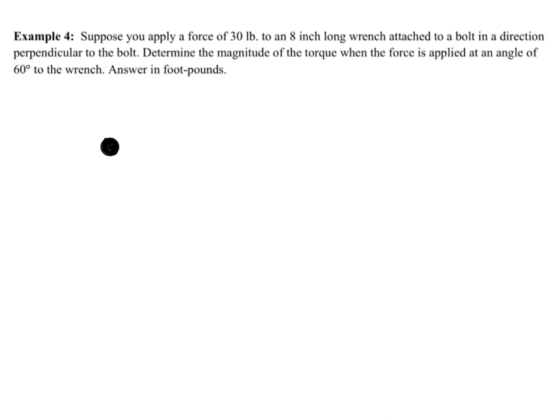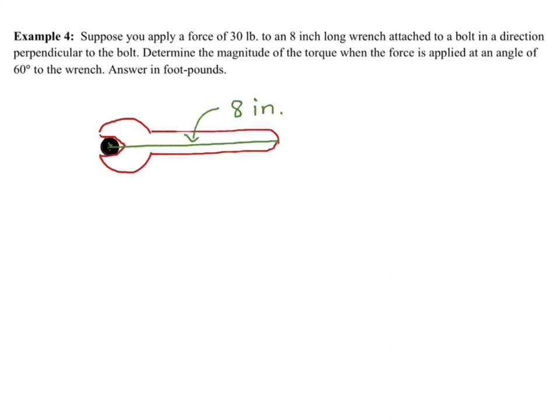Okay, so here's my bolt, and there's the wrench that we're going to apply the force to. We have R is 8 inches, so from the center of the bolt out to the end of the wrench where the force is being applied. We have this force being applied at an angle of 60 degrees to the wrench, and we know that the magnitude of the force is 30 pounds. So we're pulling down on the end of the wrench with 30 pounds at an angle of 60 degrees.